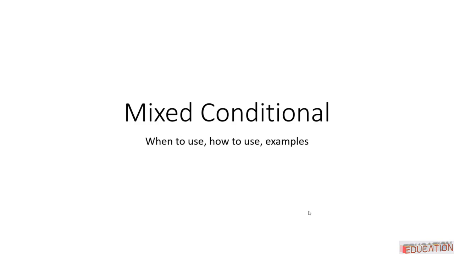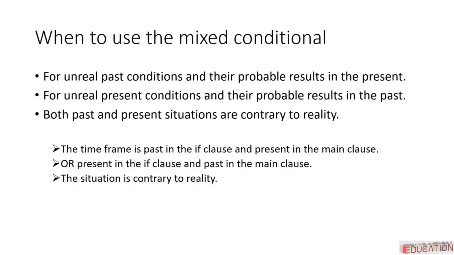This lecture looks at mixed conditionals. We look at when to use them, the format of them, and we give some examples. We use the mixed conditionals in one of two ways: for either past unreal conditions and their effects in the present, or for unreal present conditions and their effects in the past. And in both cases, the past and present situation are the opposite of what really happened.